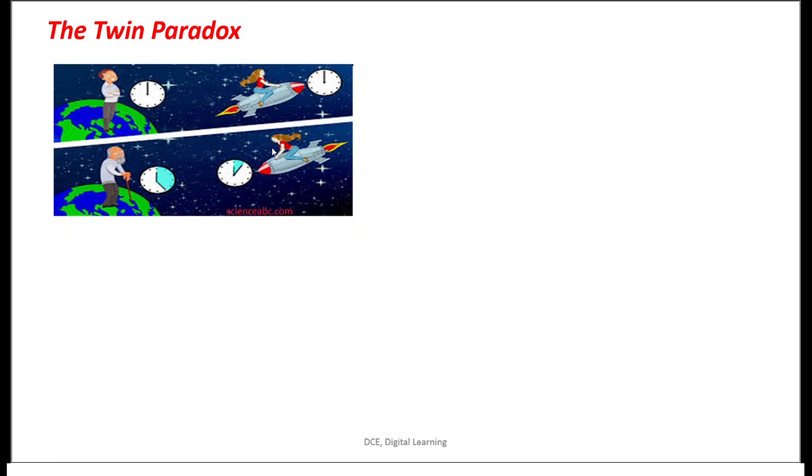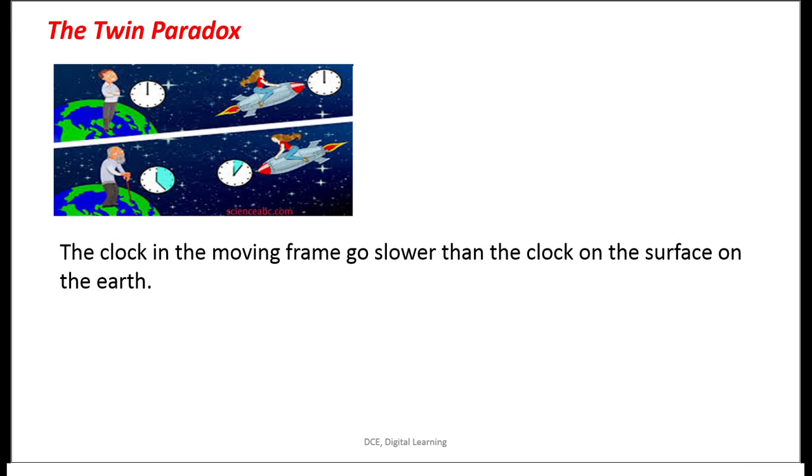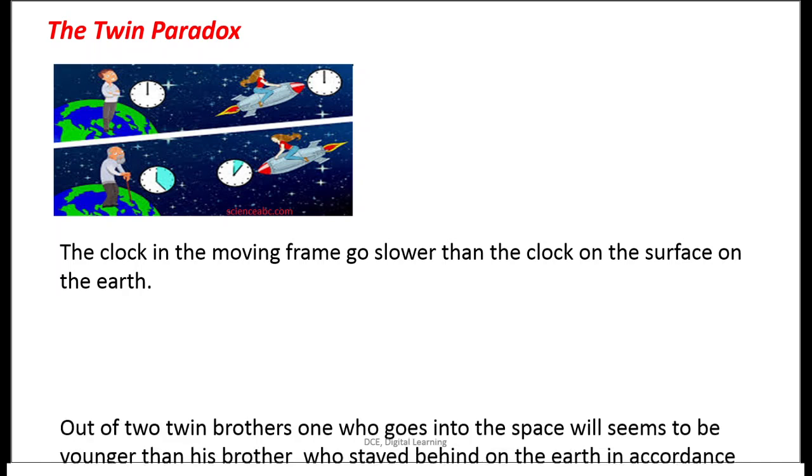When she came back after a lapse of time, a greater time had elapsed on Earth than in this rocket, where the time taken is smaller. This is an example of time dilation. The clock in a moving frame goes slower than the clock on the surface of the earth.